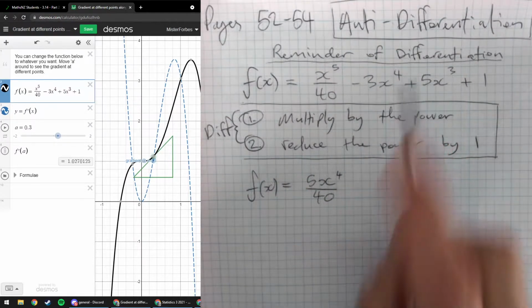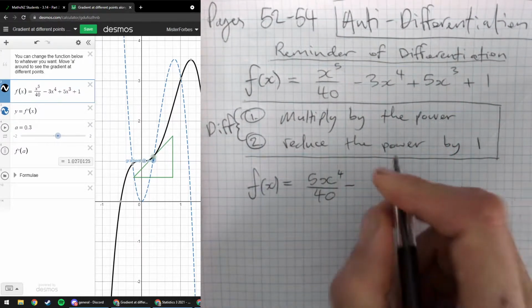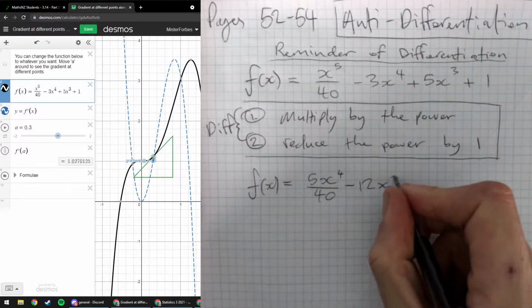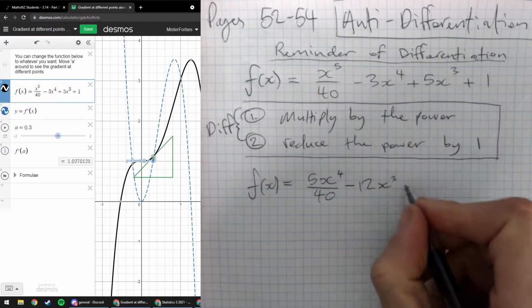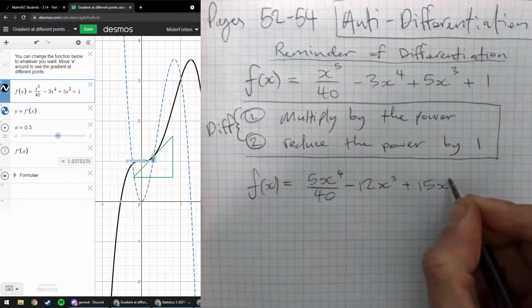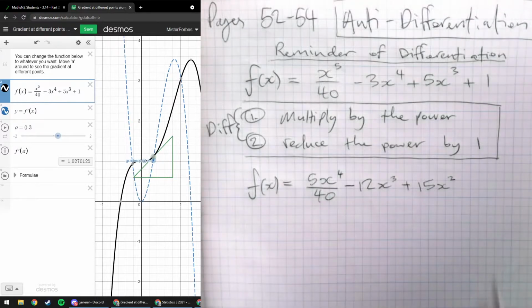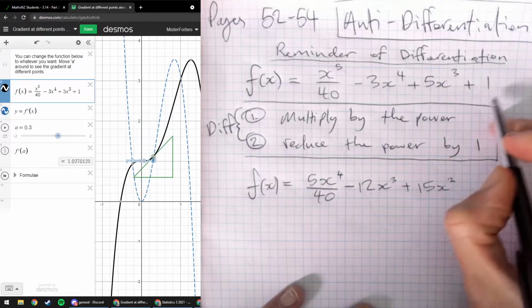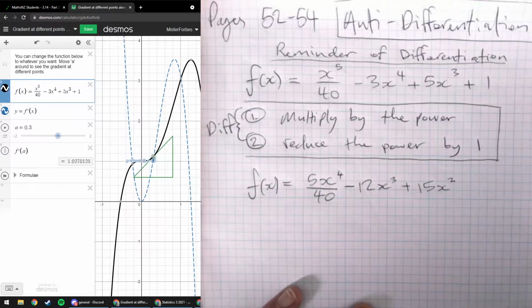So remember, we multiply by the power. So I'm going to keep that minus sign. 3 times 4 is 12. And then we reduce the power by 1. 12x to the power 3. Over here, we've got plus 15x squared.